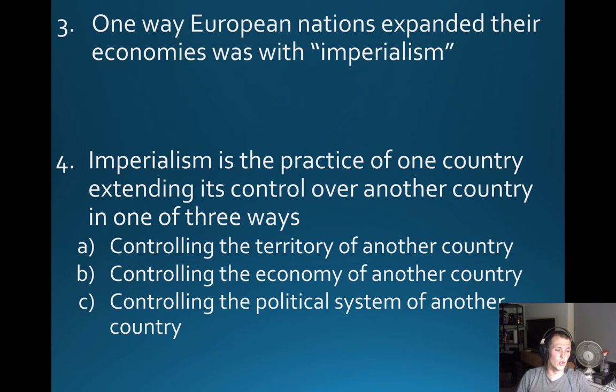And that control looks a number of different ways, right? You can control the territory of another country, you can control the economy of another country, or you can control the political system of another country. Or you can control all of these things. It depends on the situation, and the European powers are going to have different levels of these controls in Africa as well as Asia.